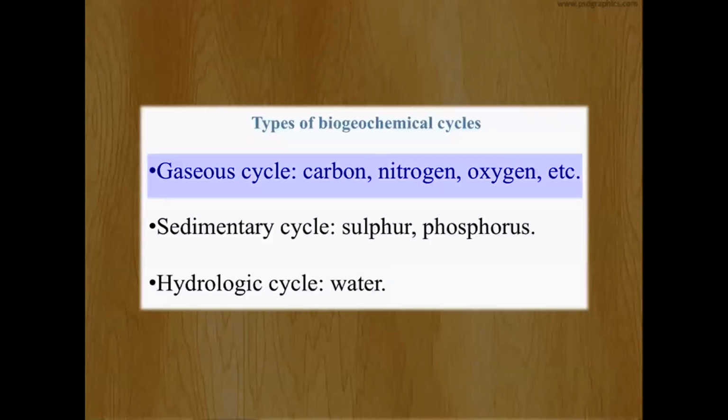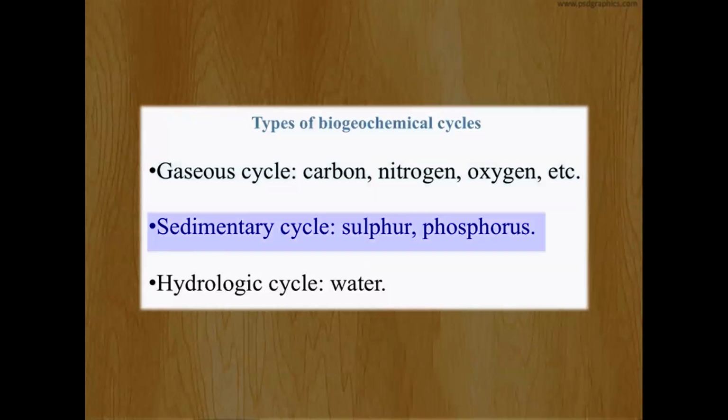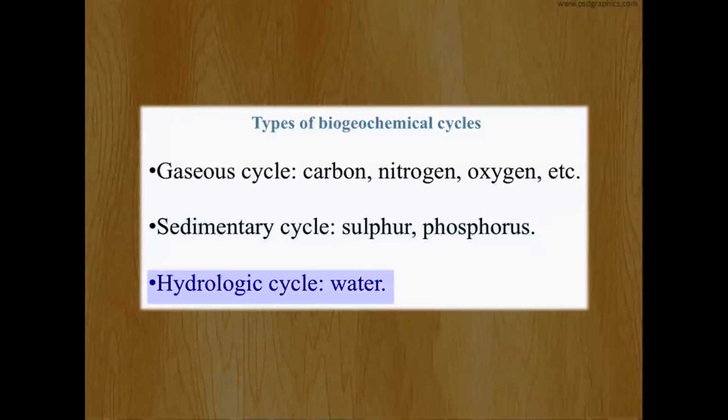The different types of biogeochemical cycles are the gaseous cycle, which includes hydrogen, oxygen, nitrogen and so on. The sedimentary cycle, the examples of which are sulfur and phosphorus. The hydrologic cycle, which involves the water cycle. Now, all of these cycles are very important in maintaining the balance of this planet Earth.